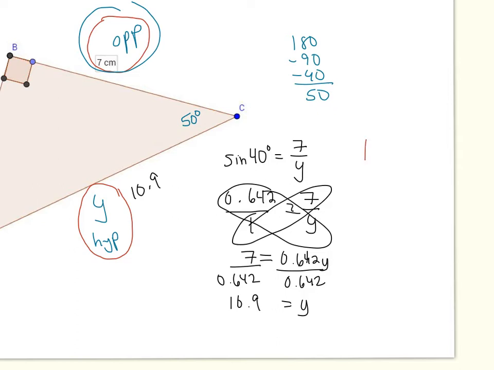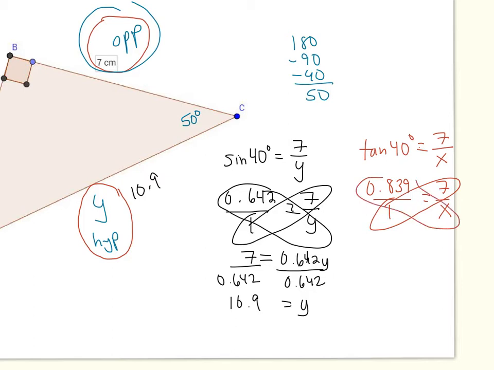So if I'm setting this one up, it would be the tan of 40 equals the opposite, which is 7, over the adjacent, which is x. And then basically this is the exact same problem. So tan of 40 is 0.839 over 1 equals 7 over x. I'll cross multiply. So that'll be 7 equals 0.839x.